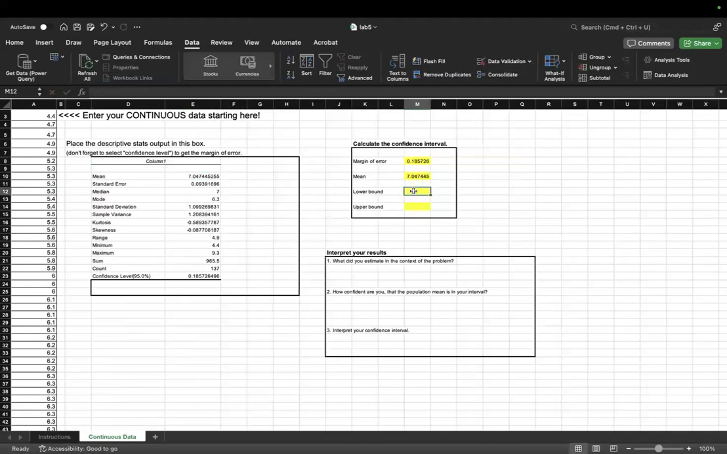To find your lower bound, you're going to take your mean and you're going to subtract the margin of error. So I'm going to do equal. There's the mean minus the margin of error. Enter, and it's going to give me that lower bound. The upper bound, hit equal. I want the mean plus the margin of error. Hit enter. So now I have my confidence interval. I have my lower bound and my upper bound.